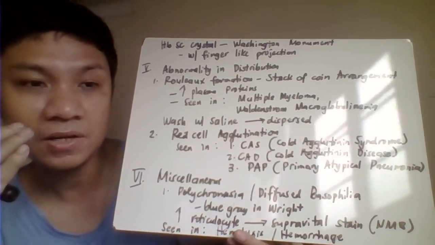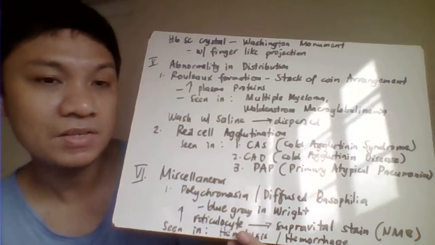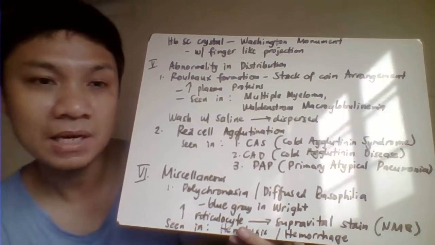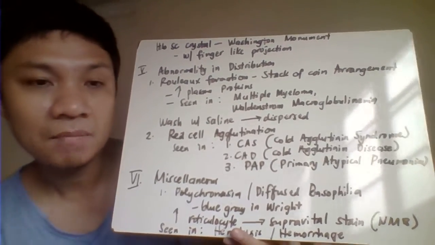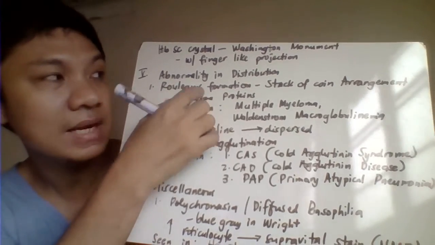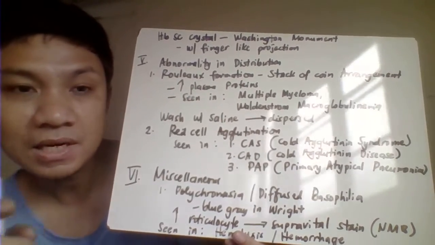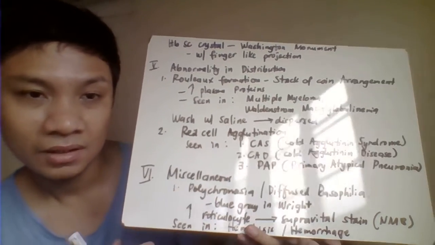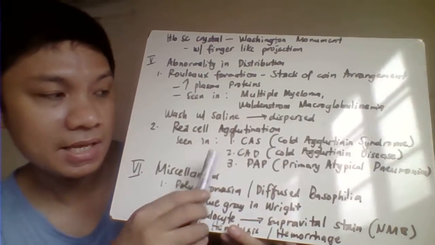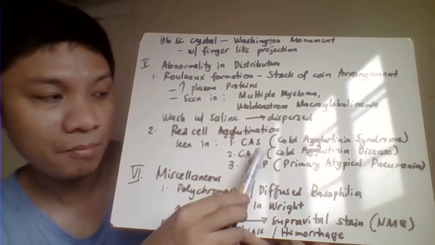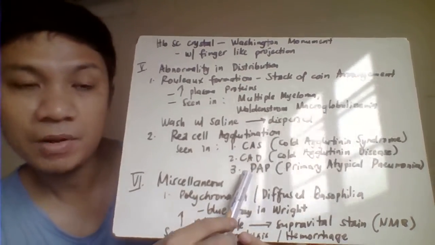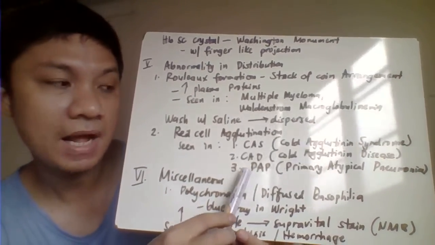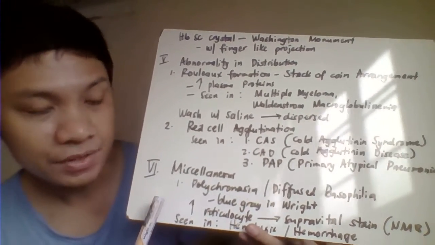This is just a pseudo rouleau formation. So, lalagyan mo siya ng NSS ang ating RBC. Pag na-wash off, so just related to this one. Pero pag hindi siya na-wash off, meaning to say this is a true agglutination. True agglutination here is related to your cold agglutinin syndrome, cold agglutinin disease, and we have your PAP, primary atypical pneumonia. And we have also here miscellaneous.